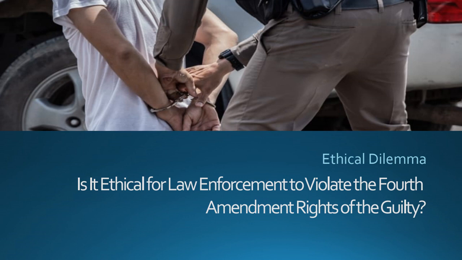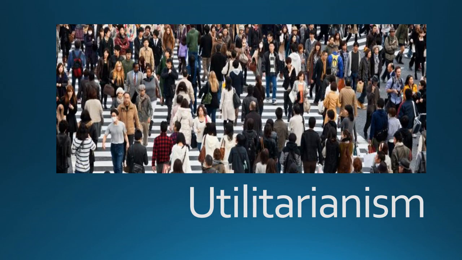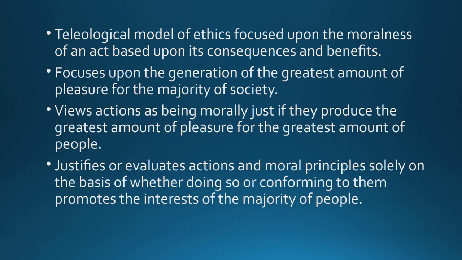But is it ethical for law enforcement to violate a suspect's constitutional rights when they outright know that they're guilty? There's no way around it. We're going to look at 3 theories to answer that question. Now, the first theory is utilitarianism. Utilitarianism is in a group of theories that basically states that the means are justified by the end. That as long as you've got a good outcome, it doesn't matter how you did it.